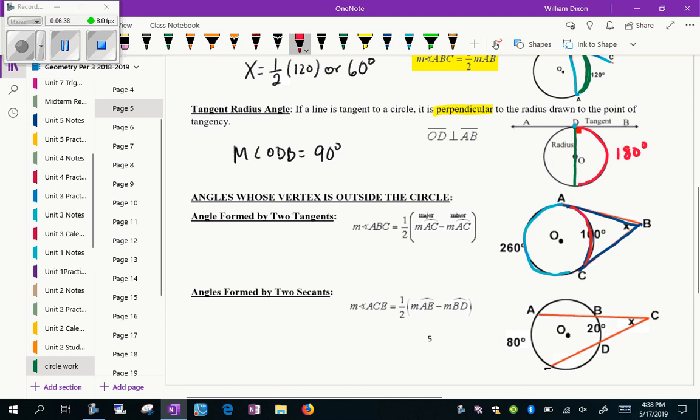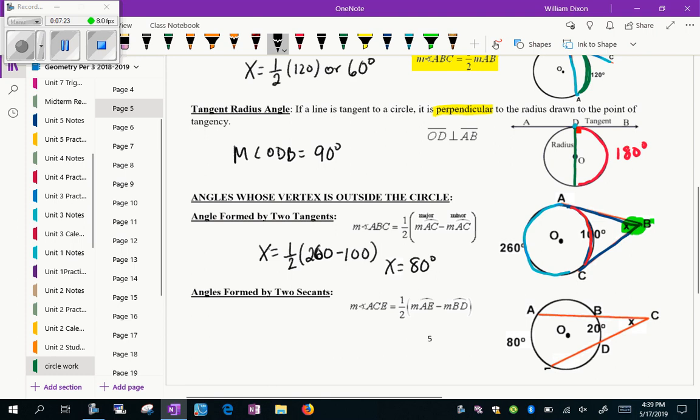Well, when that happens, because remember, our angle here is outside of the circle. So our angle is here, outside of the circle. Well, what we do, it's 1/2 the difference of the two arcs. So x equals 1/2. Well, my major is going to be 260 degrees minus my minor arc, which is 100 degrees. And if I put that in my calculator, I know that x equals 80 degrees.